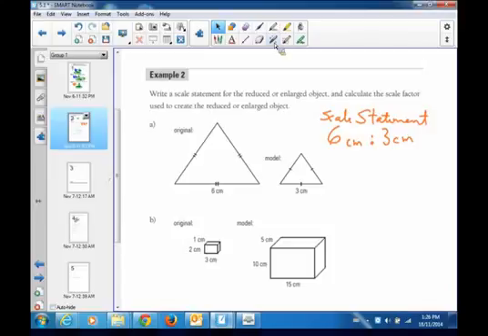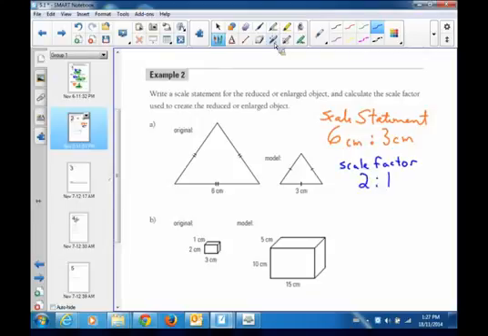Now, if that was a fraction, 6 out of 3, could you reduce it? Yeah. What number fits into both? Okay, 3 fits into both, and you get 2 and 1, right? So what you're telling me is your scale factor is a 2 to 1 scale, right? 1 to 2, 2 to 1. Depends which one you want first, right? But the object is 2 times as big as the drawing, the model.